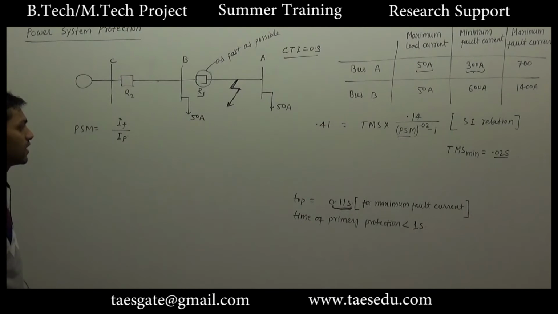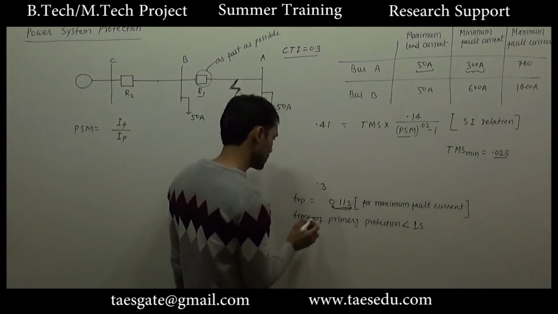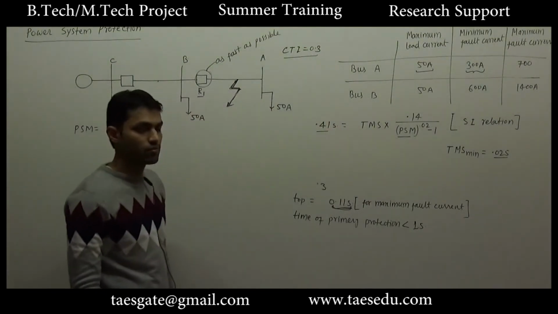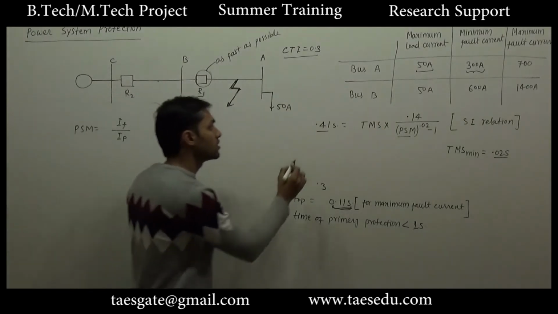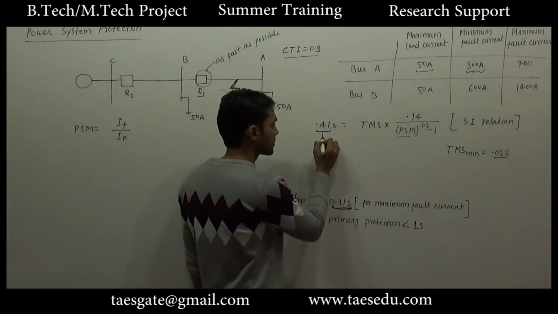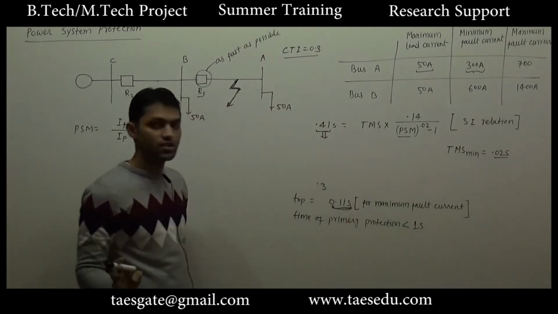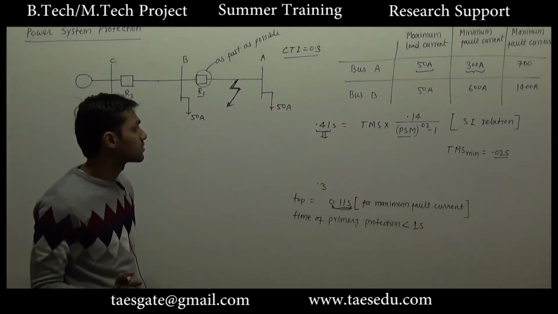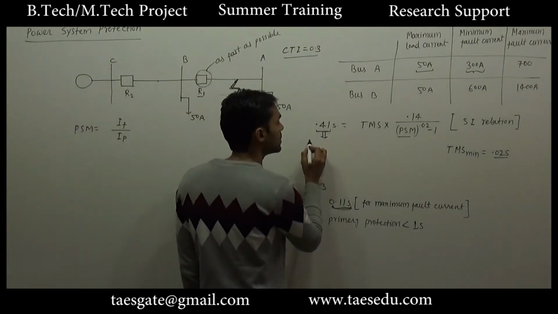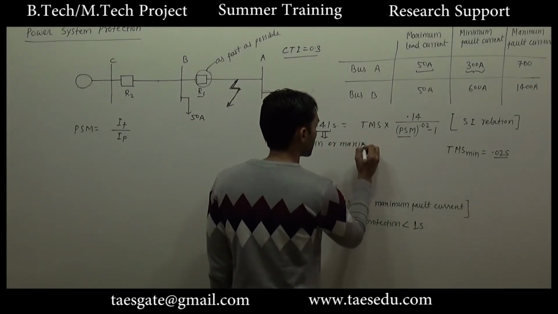Then I have set the coordination time interval of 0.3 second. So the time of operation should be 0.41 second for remote protection. But now if I ask the question, this 0.41 second, I agree, should be the time of remote protection, but whether this should be for minimum fault current or maximum fault current.